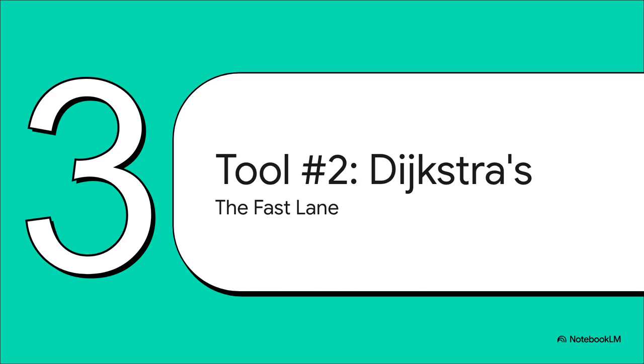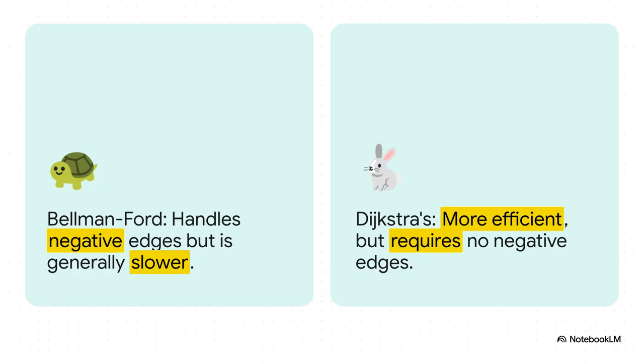Okay, on to our next tool. If Bellman-Ford is the safe and steady option, Dijkstra's algorithm is the speed demon. It's the fast lane. When you absolutely need speed and you know your graph plays by the rules, this is the one you reach for. And this slide right here shows you the biggest trade-off in this whole topic. Dijkstra's is way, way faster.